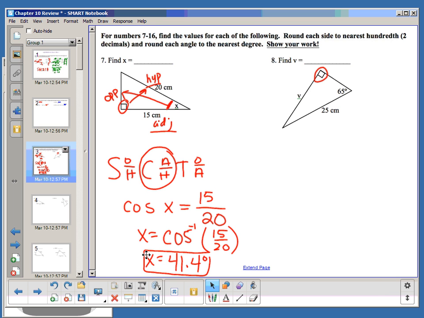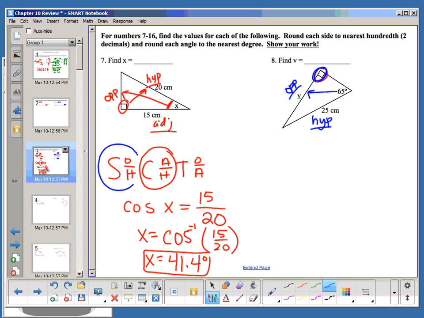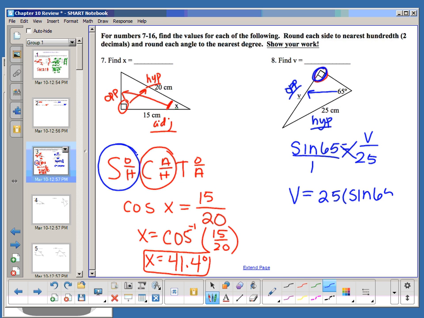Right, and let's look at the second one. Again, we're still using SOHCAHTOA because I have a right triangle. That's the key thing. Okay, identify your sides. So across from the 65-degree angle is the opposite, and this is the hypotenuse. So I should be using sine now. So I have sine of 65 equals v over 25, and this is when I can cross multiply because sine of 65 is just a number. So I get v equals 25 times the sine of 65, and I can just type that all into my calculator to get v.